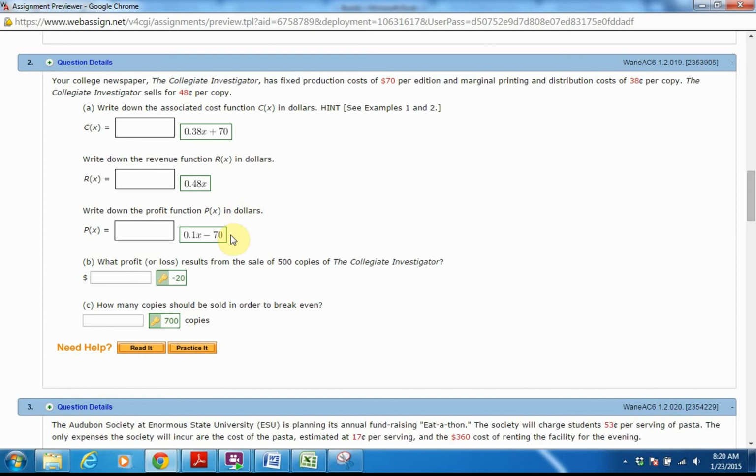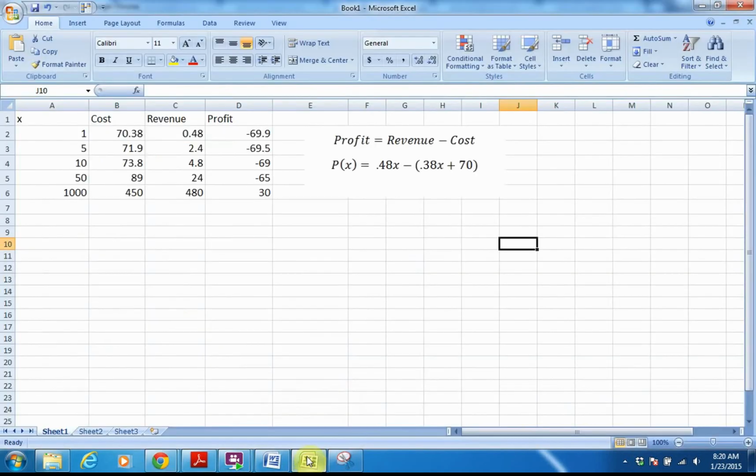This next function, the profit function, is written here in simplified form. You don't really have to write it in simplified form. I'm going to go to another screen now and show you what it might look like in Excel. In Excel, you know that you're thinking about profit as revenue minus cost, so profit is 0.48x minus, well, here the cost has to be written with parentheses around the cost.